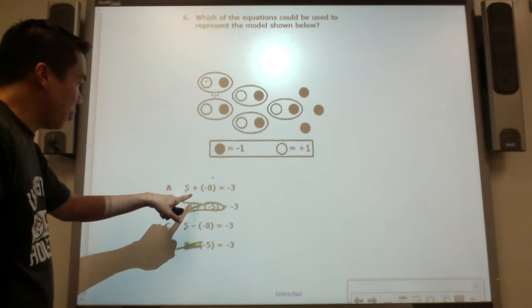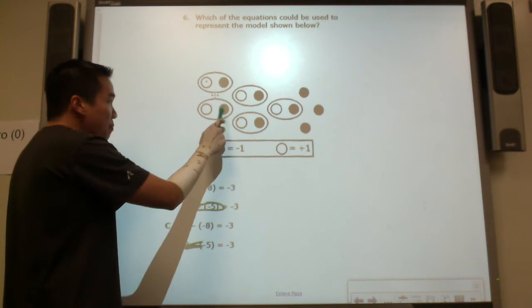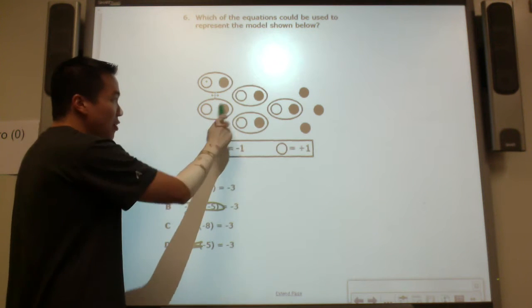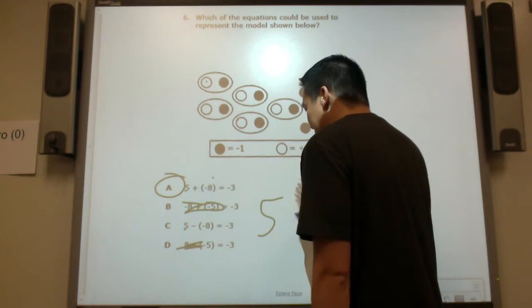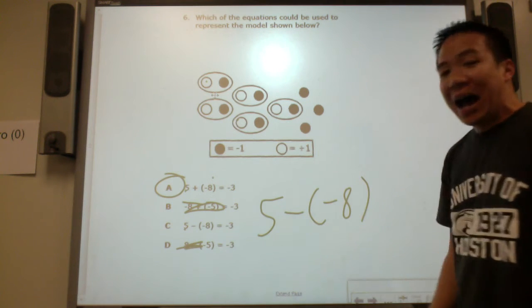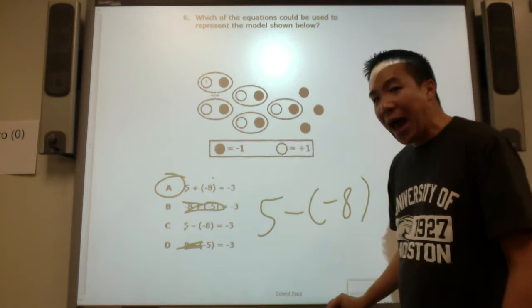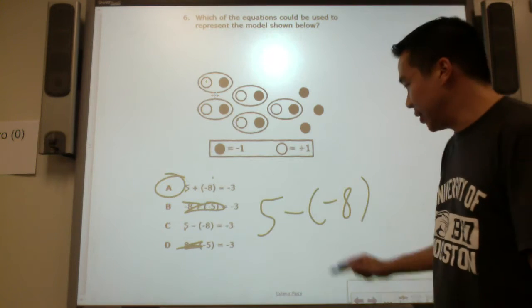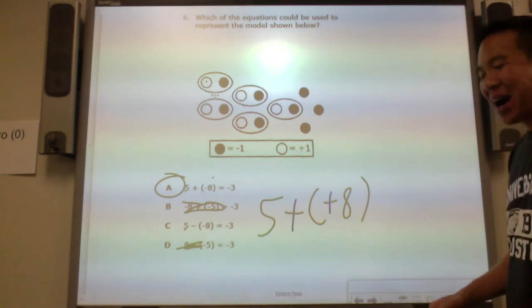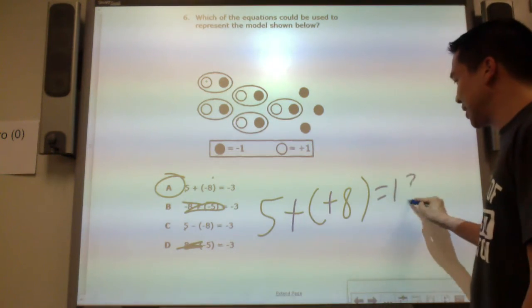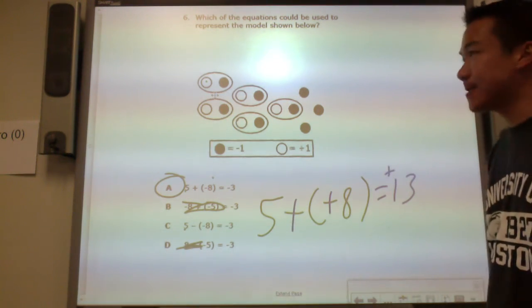Let's do our math. If you put 5 positive with 8 negatives, you have 0 pairs. A is the answer. Why is C wrong? You should remember this. How do you subtract integers again? Add the opposite. So really, 5 minus -8 is really 13. So that does not make sense.